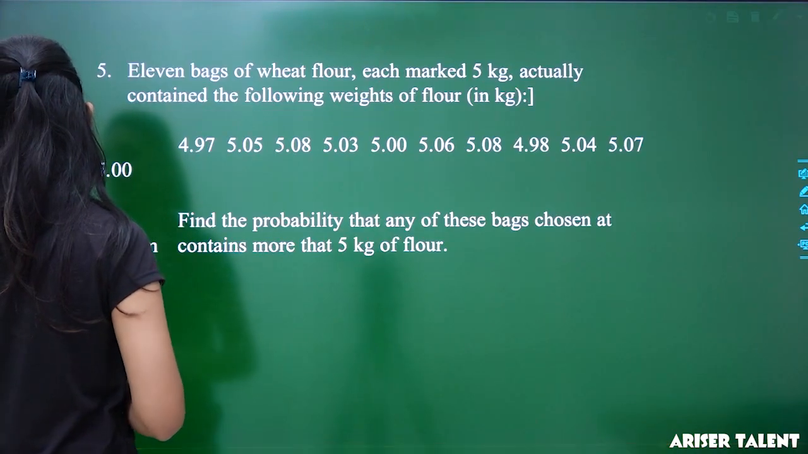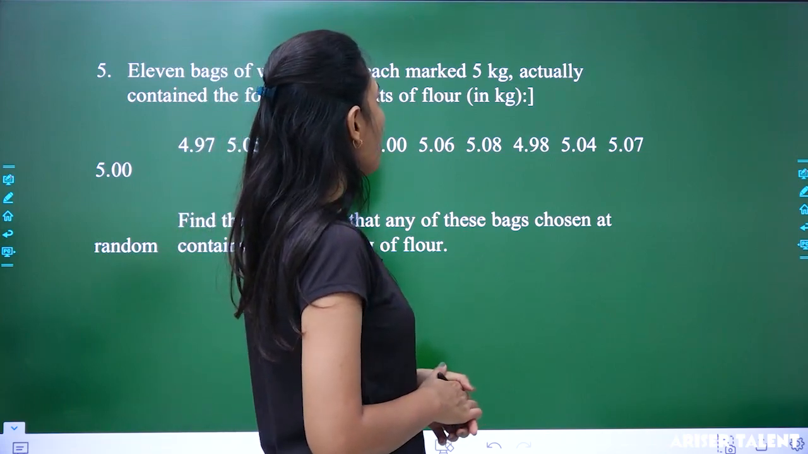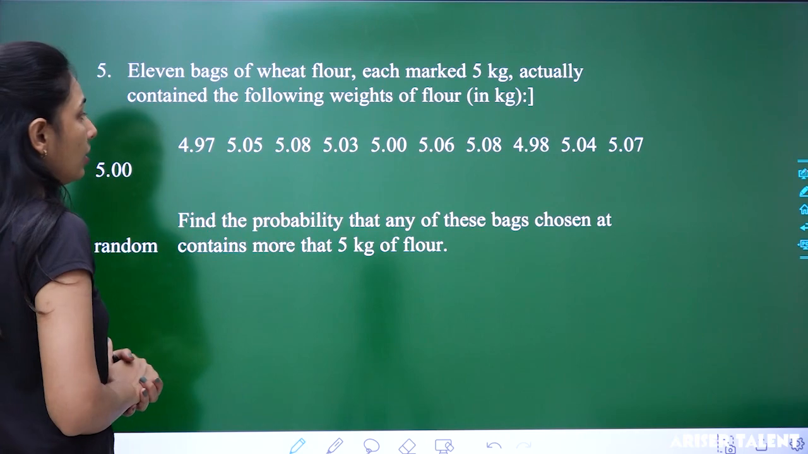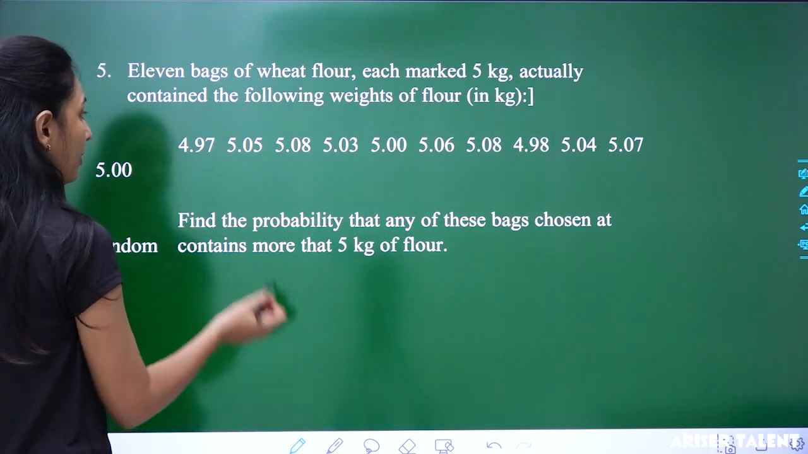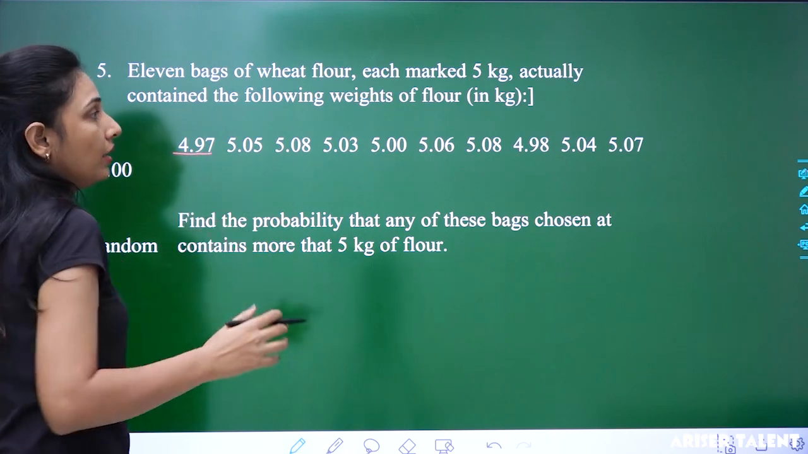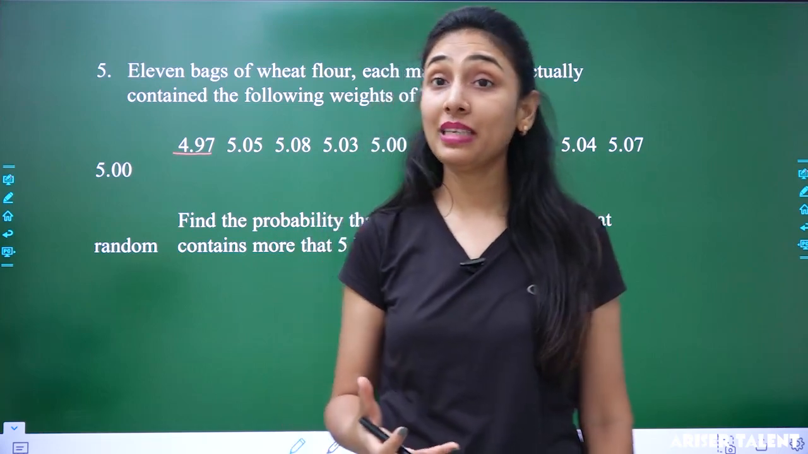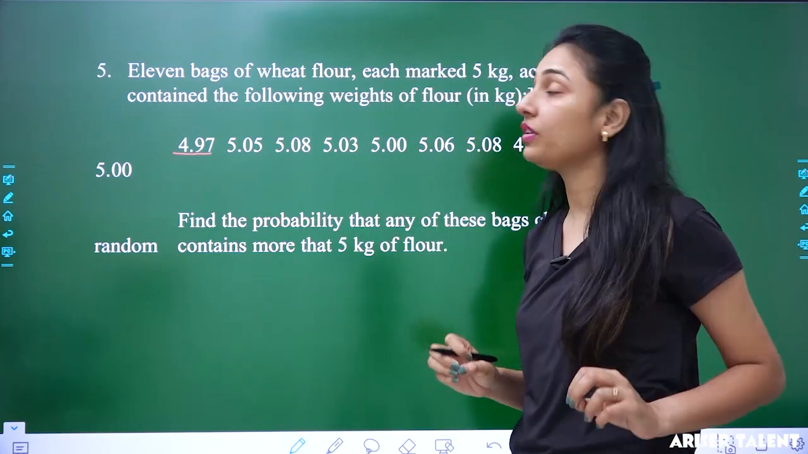Okay, let's do one more question. This is going to be the last question. Okay, so do it. 11 bags of wheat flour, each marked 5 kg, actually contained the following weight of flour, in kilograms. Now, mark it. You're having some bags of 5 kgs, but they are not actually 5 kgs, they are written as 5 kgs, but there's a minor difference in their weight.